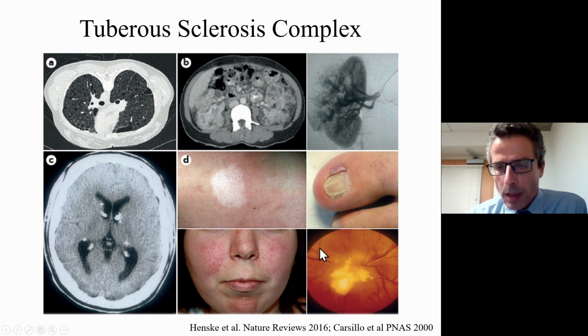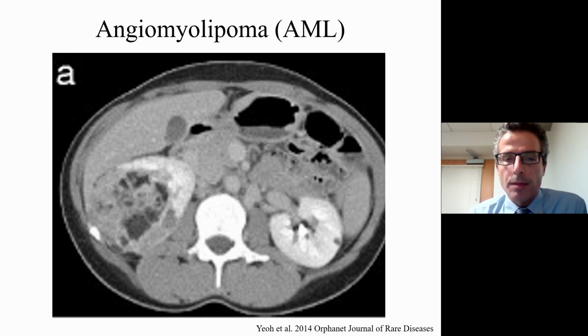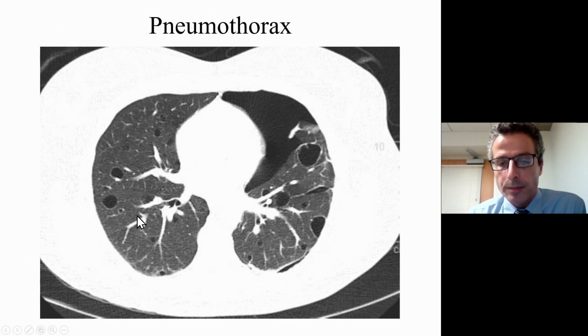So whether LAM occurs in conjunction with the tuberous sclerosis complex or as sporadic LAM, the manifestations are, give or take, about the same. And this is a close-up of the angiomyolipoma that you can see both in sporadic or in tuberous sclerosis LAM.